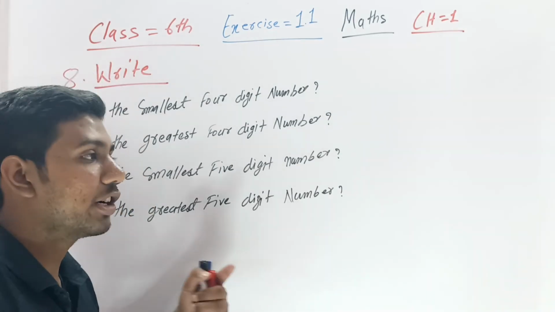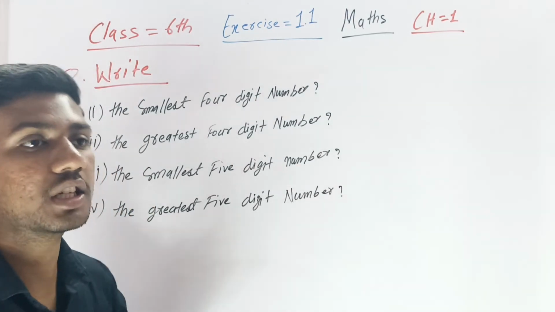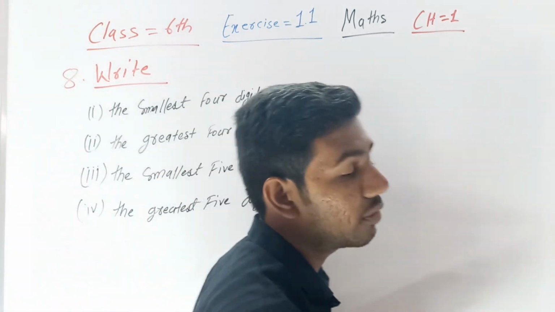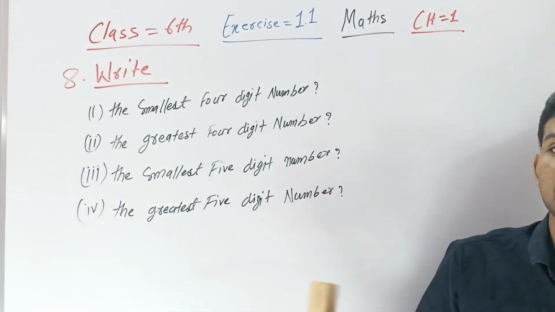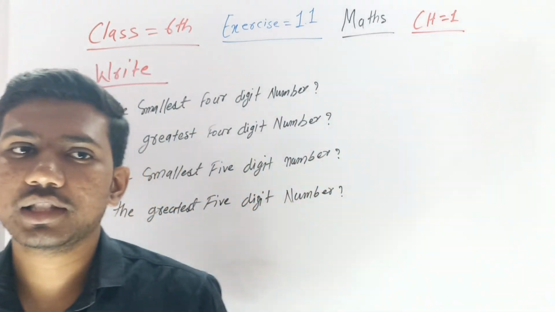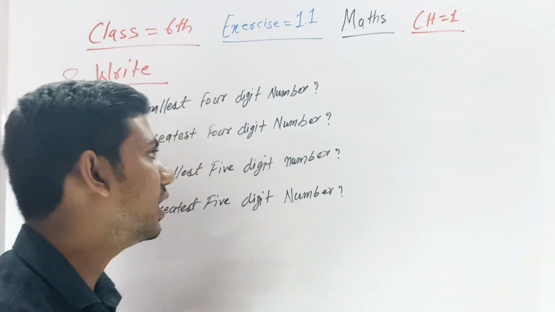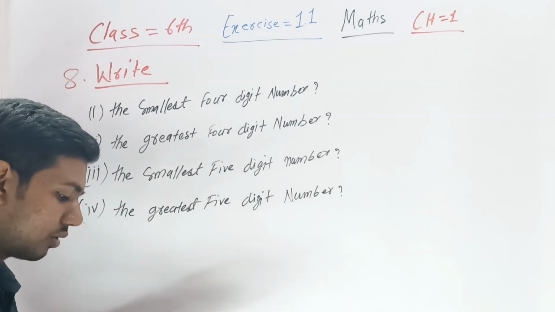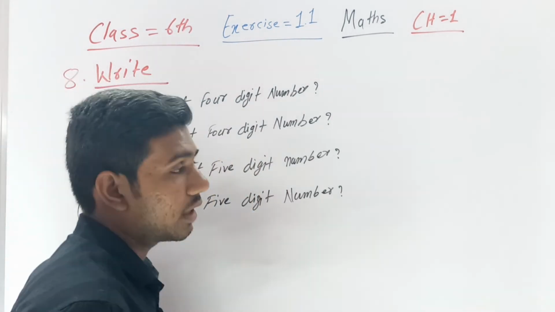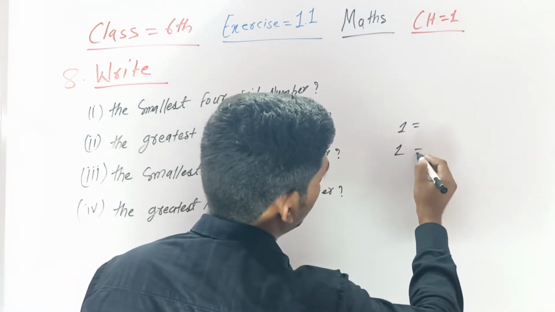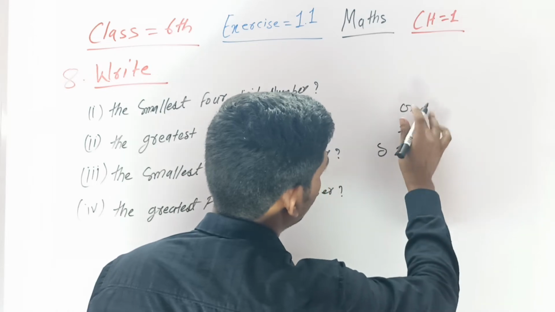If you go to our introduction video, it is already explained: 1-digit smaller number, 2-digit smaller number. If you didn't watch that video, go and watch it. Definitely you can understand the whole chapter, exercise 1.1, 1.2, 1.3, whatever exercise, easily. Okay, now I explain here also. So let's see, I say 1-digit greater number and smaller number.